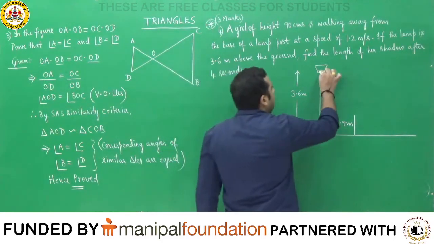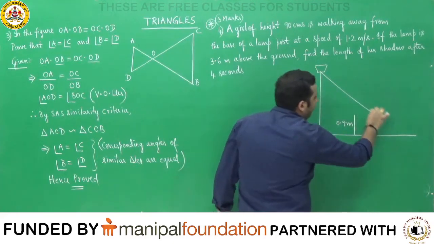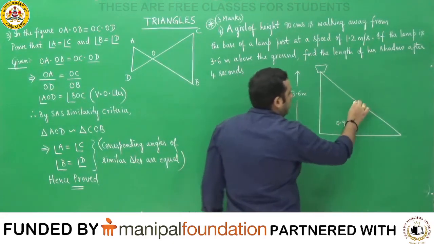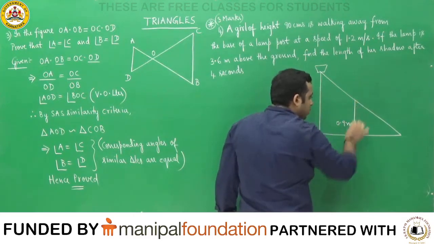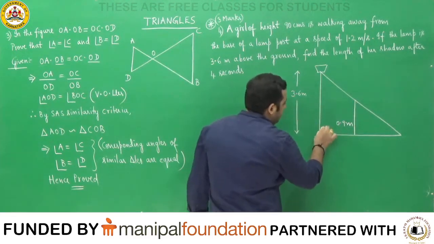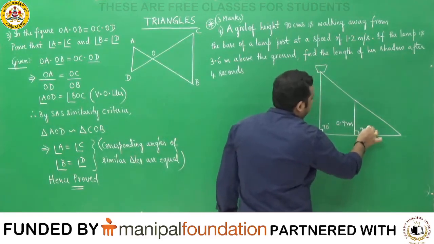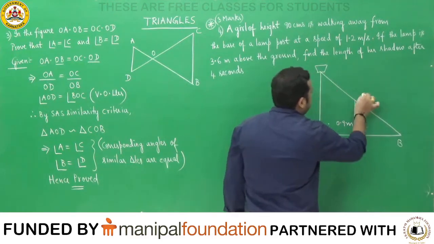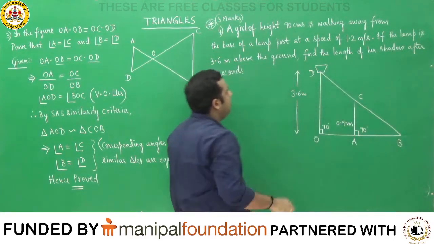Now when the shadow falls, the ray of light will fall from the source. It will move like this, and this is how the shadow is formed on the ground. This angle will be equal to 90 degrees, this angle also will be equal to 90 degrees. So let me mark this figure now. This is O, A, B, C, D.